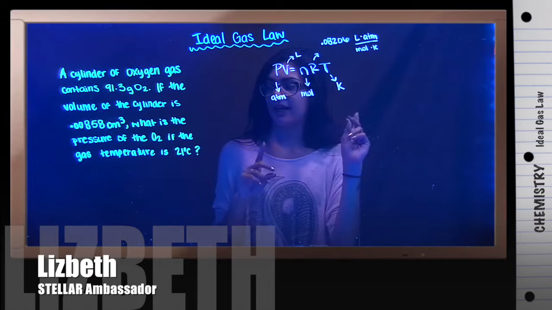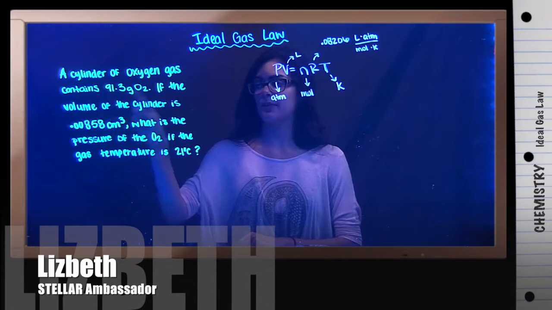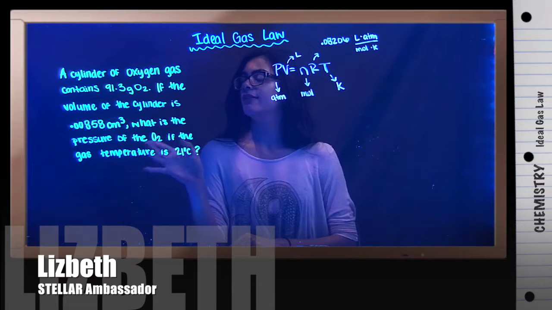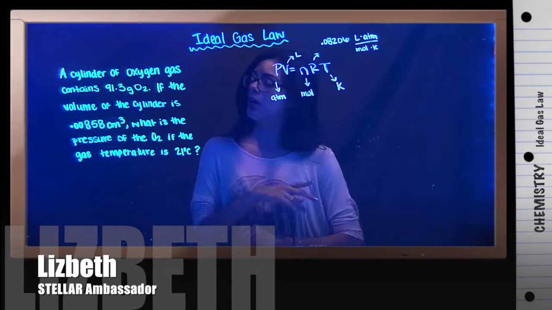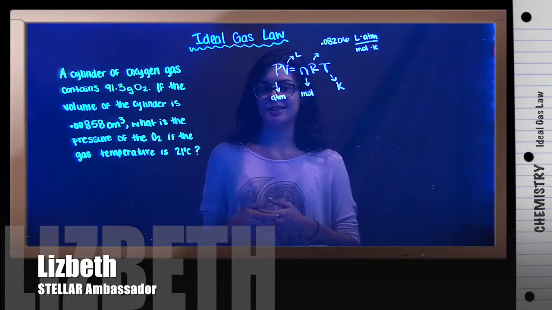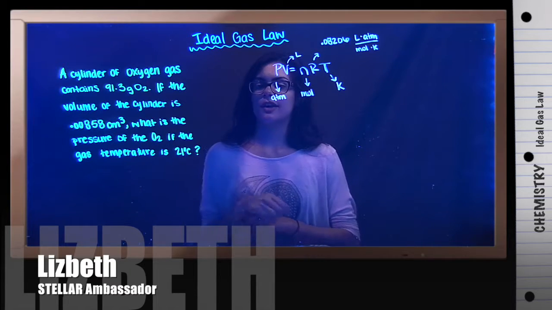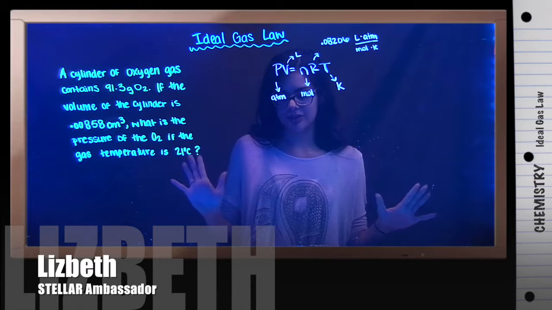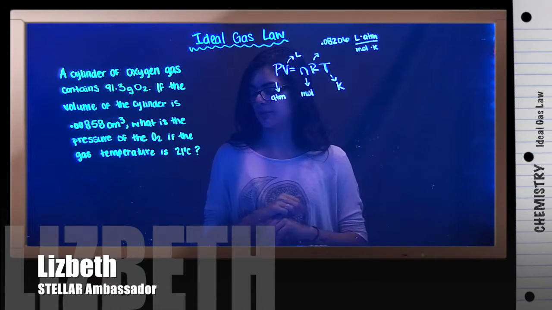So let's go ahead and do this practice problem. It says a cylinder of oxygen gas contains 91.3 grams of oxygen. If the volume of the cylinder is 0.00858 centimeters cubed, what is the pressure of the oxygen if the gas temperature is 21 degrees Celsius? Notice they gave you grams. Grams can easily be converted to moles using molar mass, so I know that I'm going to be using the ideal gas law for this problem.